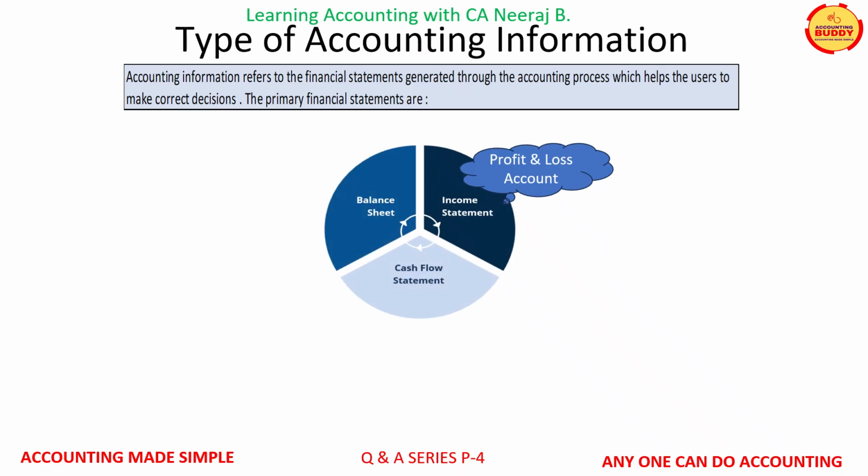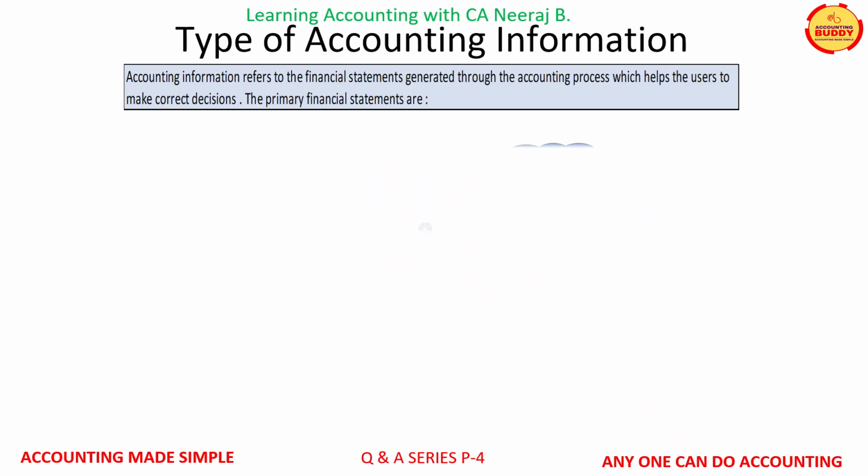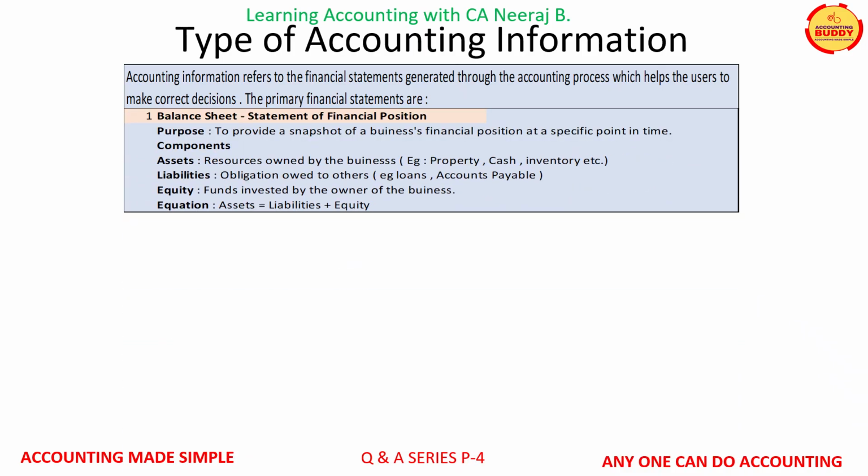Financial statements, that is balance sheet, profit and loss account, and cash flow generated through the accounting process are referred to as the financial information. Let us discuss them one by one. Balance sheet is also known as the statement of financial position. It is basically a snapshot of business financial position at a specific point of time. The components of the balance sheet are basically assets, liabilities, and equity. And the equation which we should always remember is assets are always equal to liabilities plus equity.